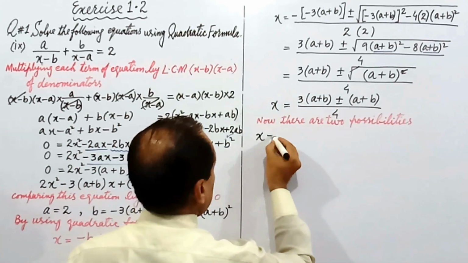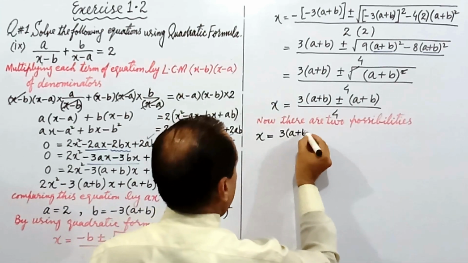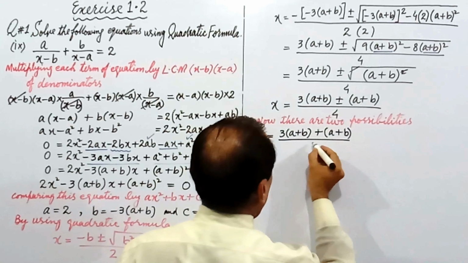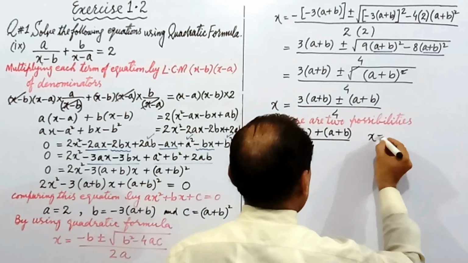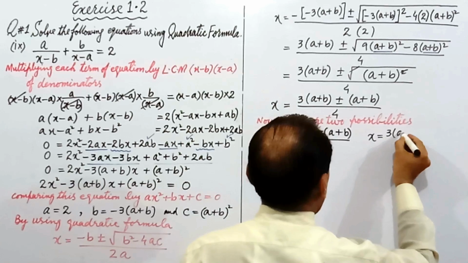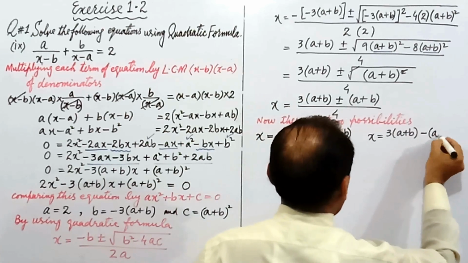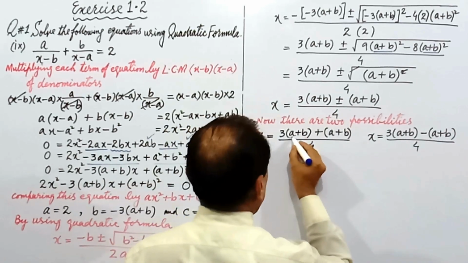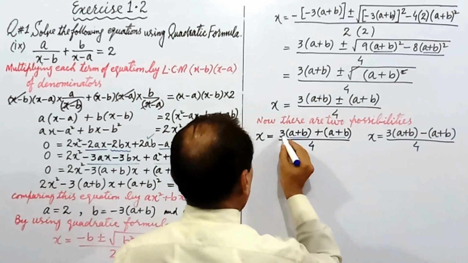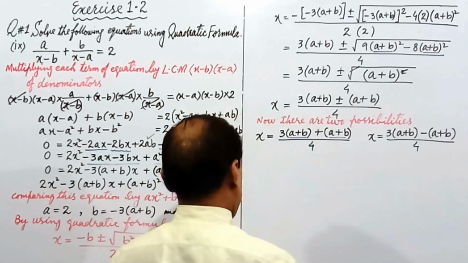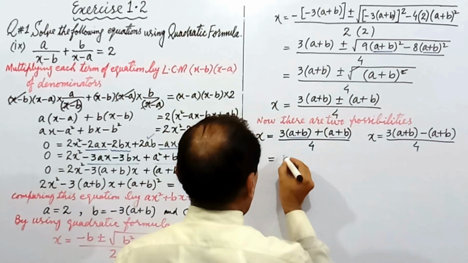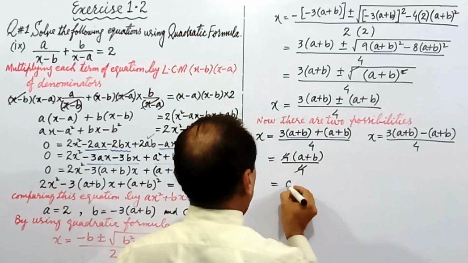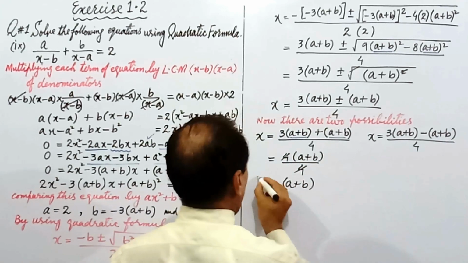One is x equal to 3 into (a plus b) plus (a plus b) whole divided by 4, and second is x equal to 3 into (a plus b) minus (a plus b) over 4. Again we deal with the same phenomena of like terms, a plus b and a plus b. 3 plus 1, the coefficients are added. We have 4 into (a plus b) whole divided by 4. 4 is cancelled by 4. We have a plus b as a first root.